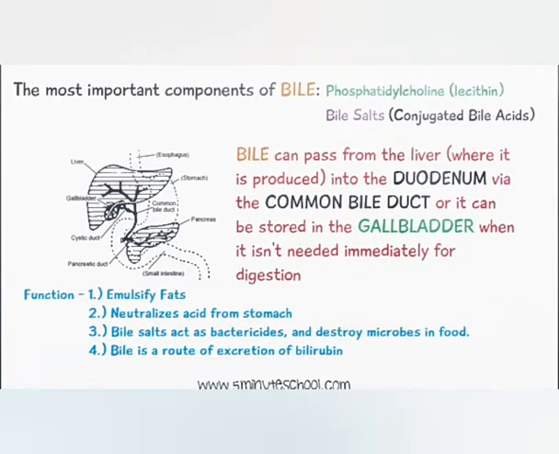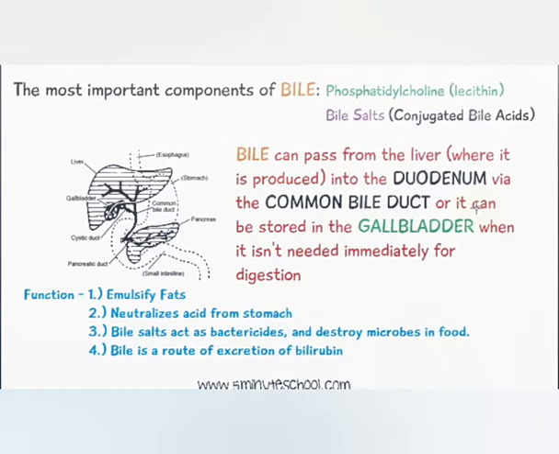The first one is to emulsify fats. This means it breaks down the fat molecules from a low surface area to a much higher surface area. So it breaks them down into smaller droplets so that the enzymes can work on them.